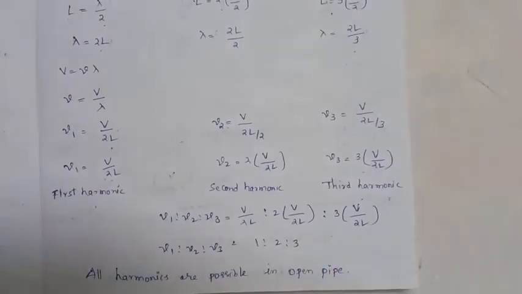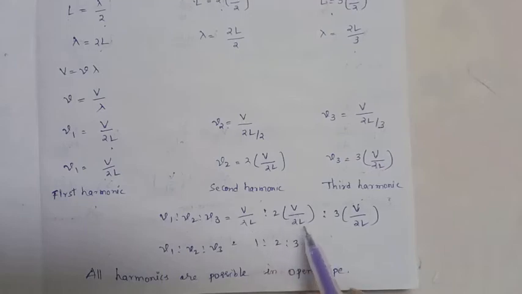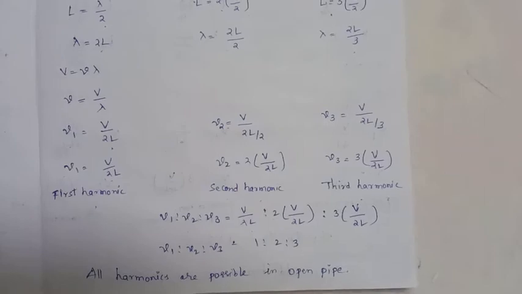Here how will they be related? Nu1 is to nu2 is to nu3. So here nu1 is equal to v by 2l, nu2 is equal to 2 into v by 2l, and nu3 is equal to 3 into v by 2l. So v by 2l, v by 2l, v by 2l cancel. Nu1 is to nu2 is to nu3 equals 1 is to 2 is to 3. So here all harmonics are possible in case of an open pipe.